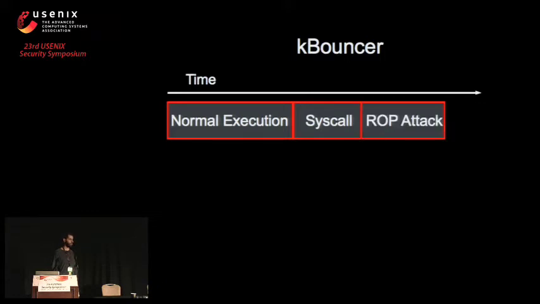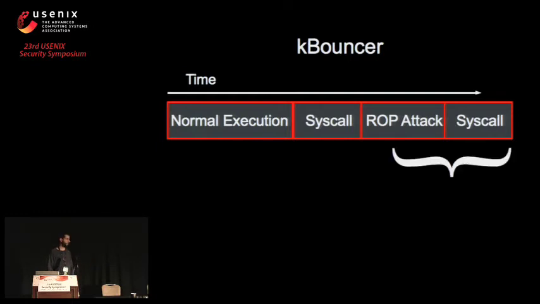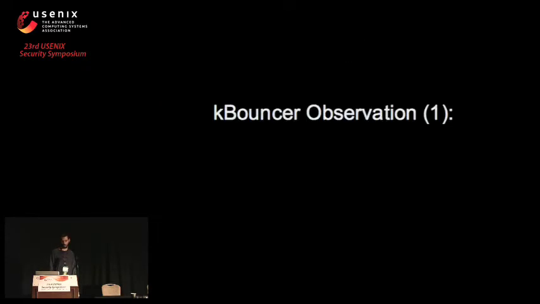If a ROP attack then starts executing, it's eventually going to have to issue a system call in order to perform anything useful, and kBouncer again gets to run. When kBouncer runs this time, it again looks at the last branch record and at what it sees. This time it sees a ROP attack, and so it will kill the process. Now, there are two things that kBouncer says it's going to look at in order to decide whether it's an attack or not.